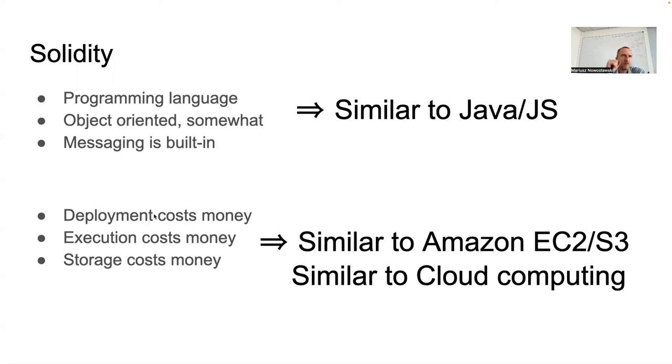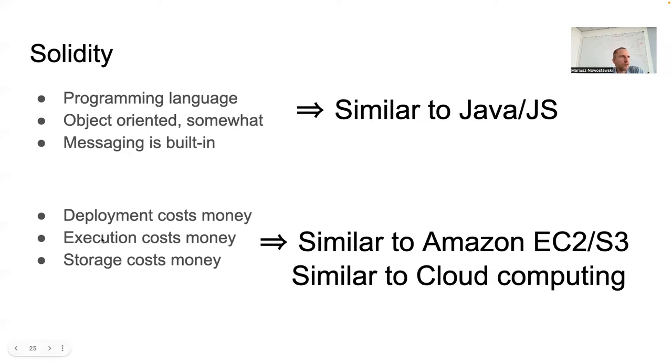But it has interesting features. If you want to deploy your contract, you have to pay. If anyone wants to run it, they have to pay. And if you want to store something, you have to pay. For those reasons, it's very similar to cloud computing and to Amazon EC2 and S3, right? EC2 for computing and S3 for storage. If you want to store something in the cloud, you have to pay fees. So it's the same here. And because of that, you need to think how you can optimize your contract, such that whoever is using it, and you yourself, minimize the costs.